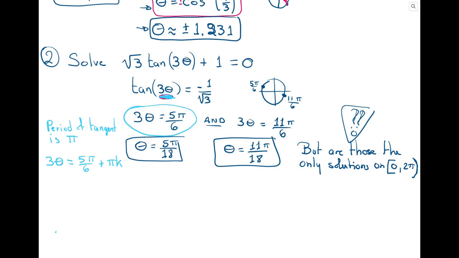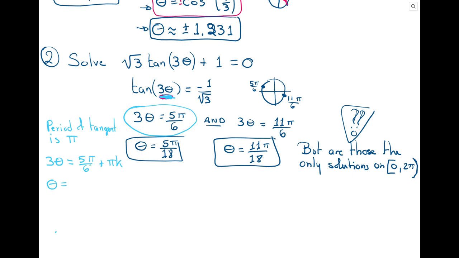So it has to come here as 3 theta equals 5 pi over 6 plus the period multiplied by, depending on how many revolutions I'm doing, right? But now I need to divide everywhere by 3 to see what theta is really equal to, because theta is my variable, that's what I'm solving for. So I need to divide by 3. So theta equals, divide by 3 means you divide everywhere by 3, right?